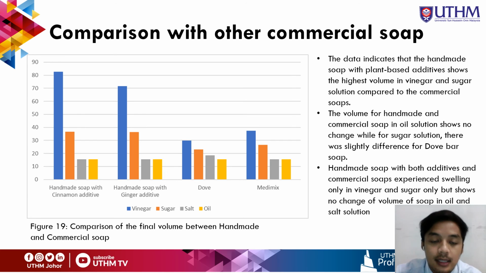Okay, from this data, it can be concluded that the handmade soap with plant-based additive and also the commercial soap, which is the Dove and Medimix bar soap, are completely resistant when dissolved in the oil and salt solution, but show lower resistance to dissolvent when dissolved in the vinegar and sugar solution.